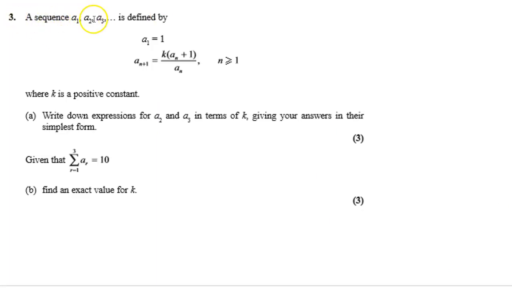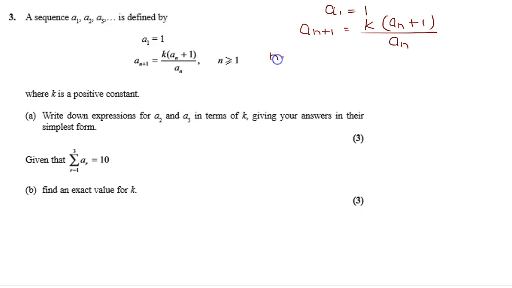Question number 3. A sequence a1, a2, a3 is defined by a1 is 1, a(n+1) is equal to k multiplied by (an plus 1) divided by n, where n is greater than or equal to 1 and k is a positive constant. Write down the expressions for a2 and a3 in terms of k. So we have a1 is equal to 1 and a(n+1) is equal to k (an plus 1) divided by an.